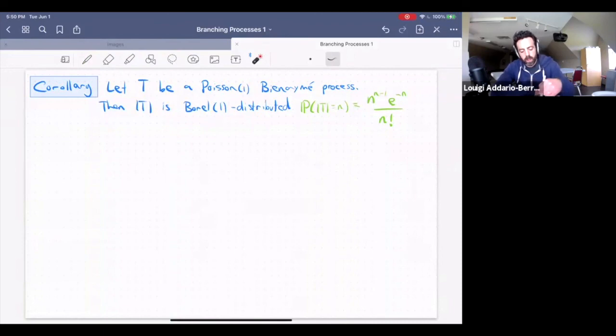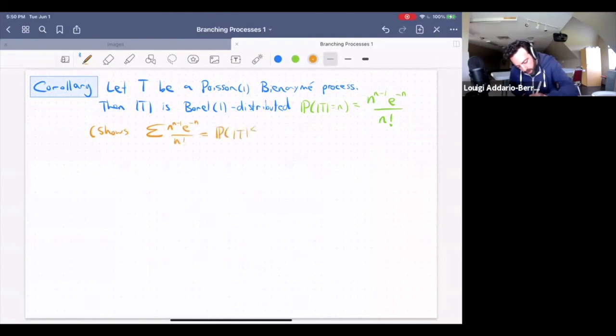But now, if you believe this corollary, which says that the probability that a Poisson 1 Galton-Watson tree has size n is given by the Borel distribution, then these values must sum to 1. By the fundamental theorem of branching processes, the probability that this tree is finite is 1, and the sum of these values is just the probability that the tree is finite. So it shows that the sum of n to the n minus 1 e to the minus n over n factorial is 1.